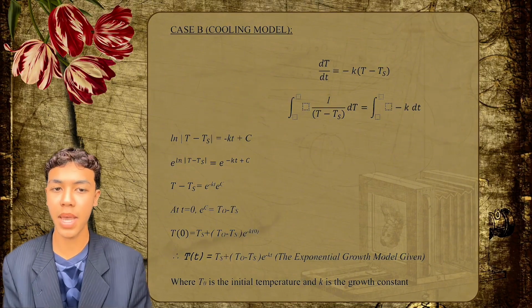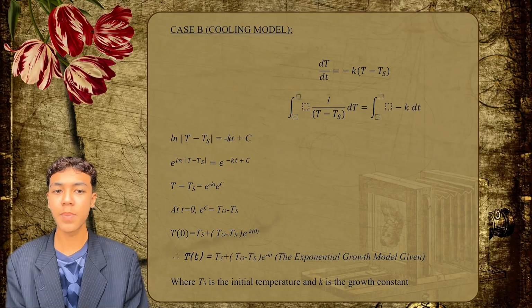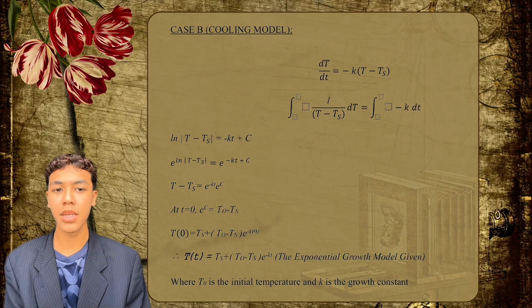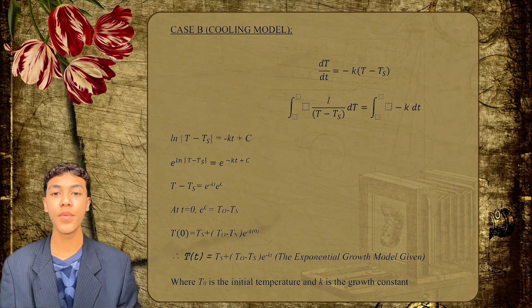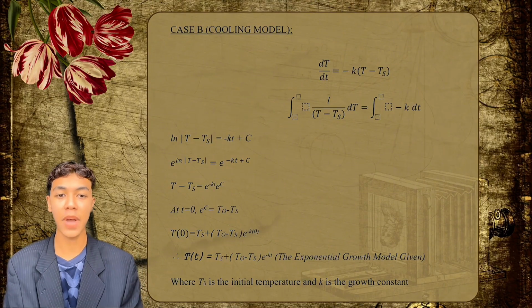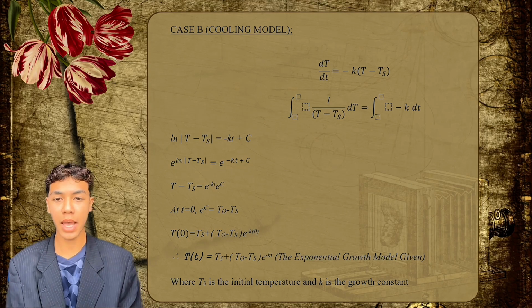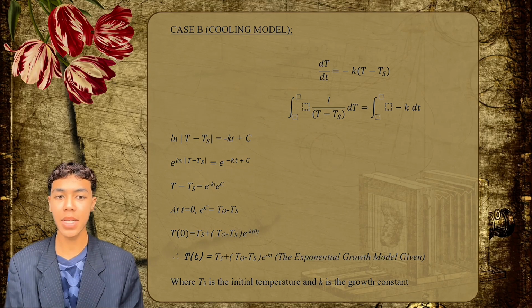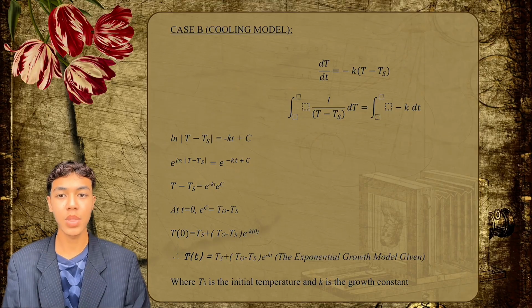T0 minus Ts. When we substitute t is equal to 0 into our equation, we will get Ts plus T0 minus Ts times e to the power of negative k times 0. So for our last conclusion for the final equation, we can conclude that T(t) is equal to Ts plus T0 minus Ts times e to the power of negative kt, where this is the exponential cooling model given in the equation for us to find.